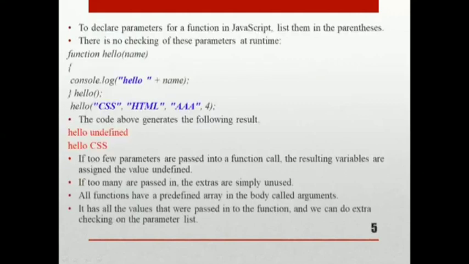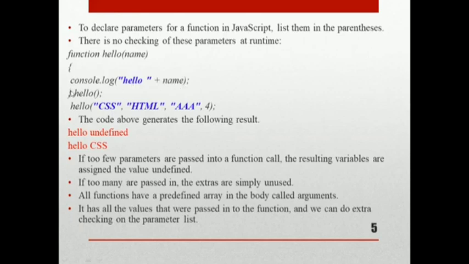To declare parameters for a function in JavaScript, list them in the parentheses like this. Here we have listed them in the parentheses after the function name. There is no checking of these parameters at runtime. Here you can see the example: function hello with the parameter name. After the opening curly brace, console.log hello string with the parameter plus name.